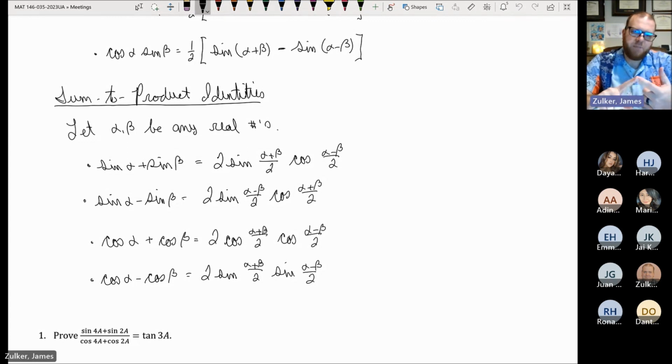The even odd property. We had the periodicity properties, right? So sine and cosine have 2 pi period, right? And tangent has pi period. And we have the sum difference identities, the reduction identities, the double angle identities, the half angle identities, and now these two, the product to sum identities and the sum to product identities.